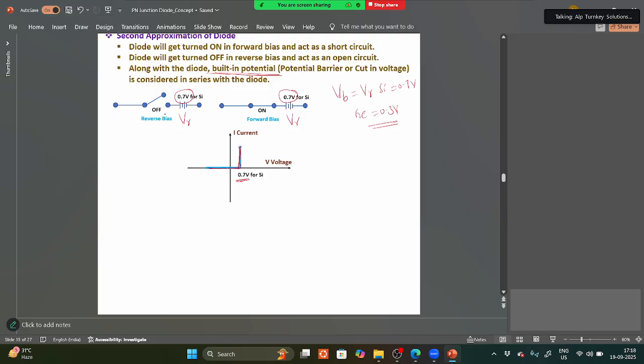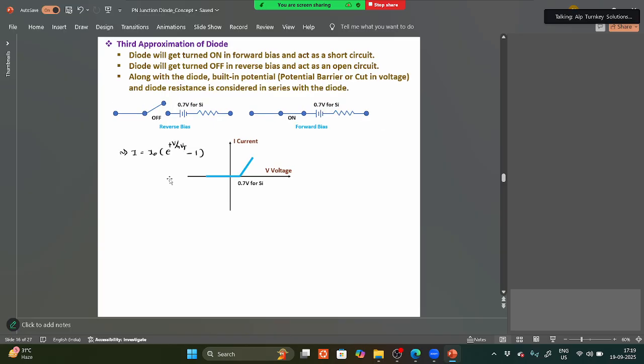In the second approximation, we are adding the 0.7 volts for silicon, that is the cut-in voltage, so that what happens here is the curve will be shifted towards 0.7 volts. Okay, this is the second approximation. Next, the third approximation.